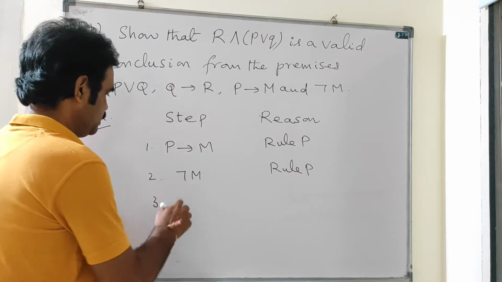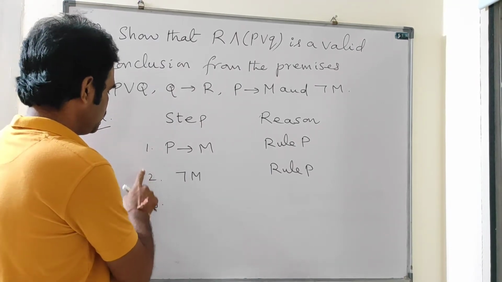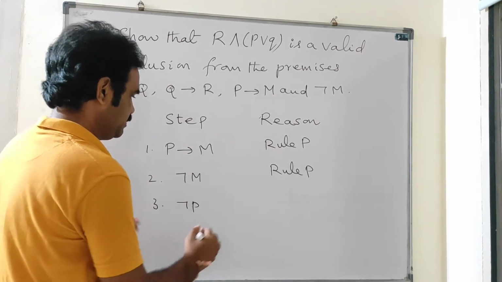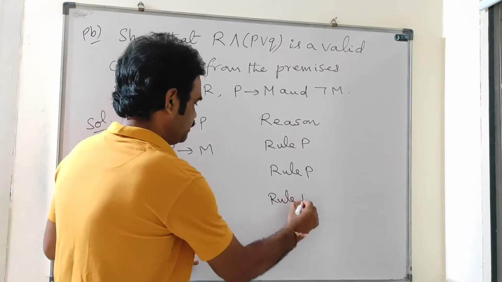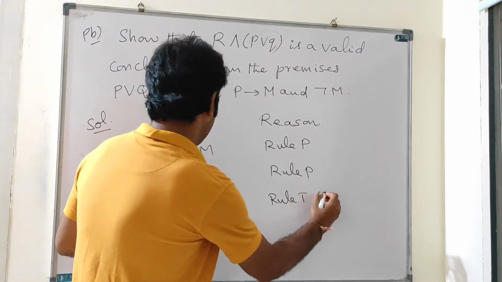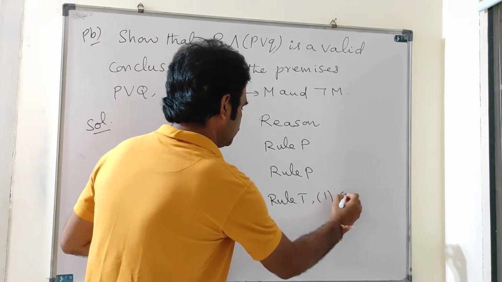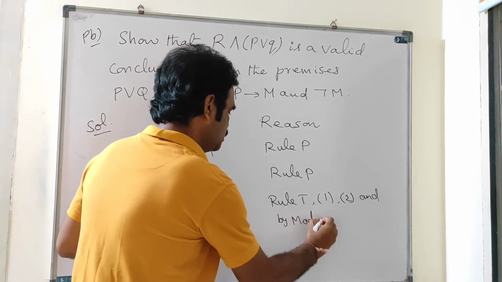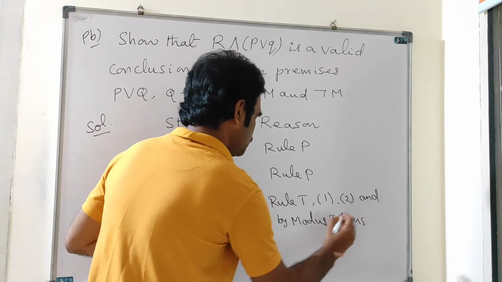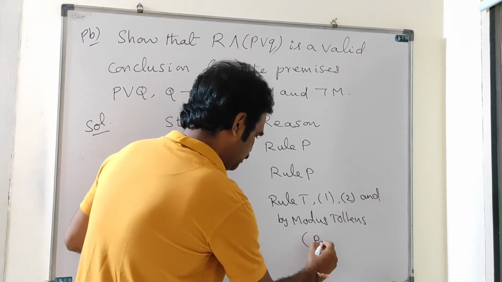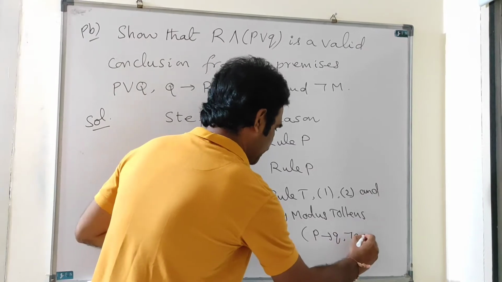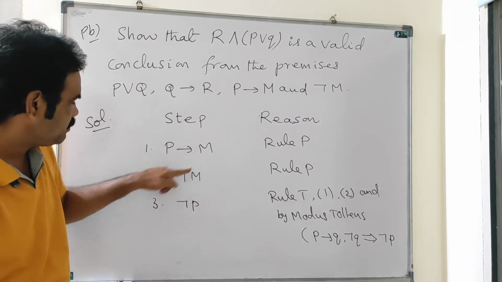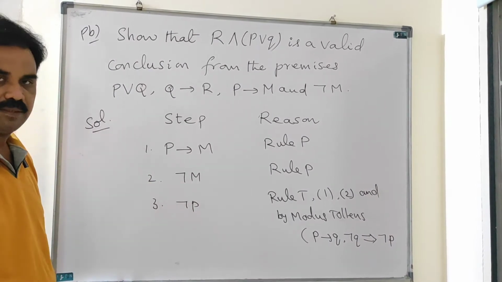Next step. See the first and second steps. P implies M, negation M. From this we get negation P, rule T, using 1 and 2 and by modus tollens. What is modus tollens rule? P implies Q, negation Q, implies negation P. So P implies M, negation M, implies negation P. This is modus tollens rule.